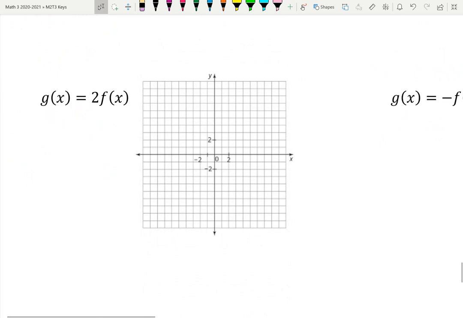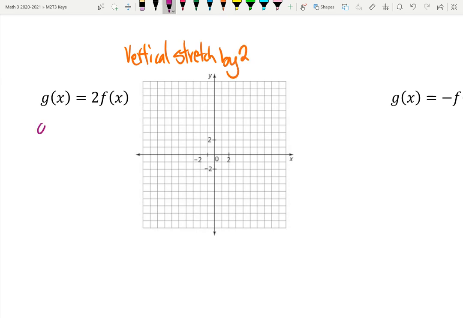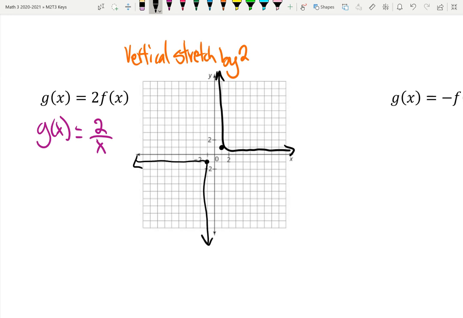All right, next up, this is going to be a stretch. It's going to be a vertical stretch by a factor of 2. What this would look like if I were to substitute it in is 2 over x. In order to graph this, I start out with my original function. Now I'm going to use the coordinates to guide me. These 2 points are (-1, 1) and (1, 1).